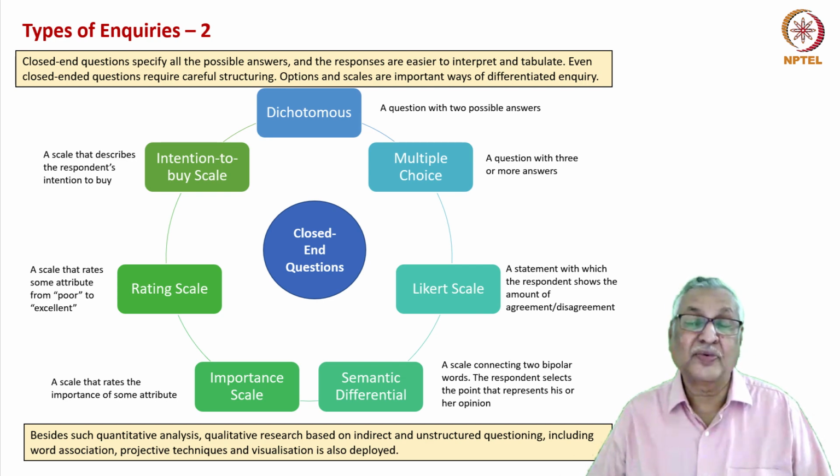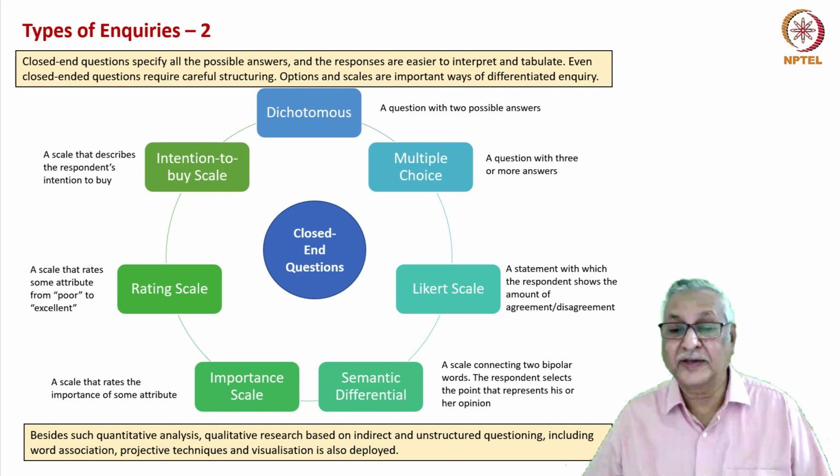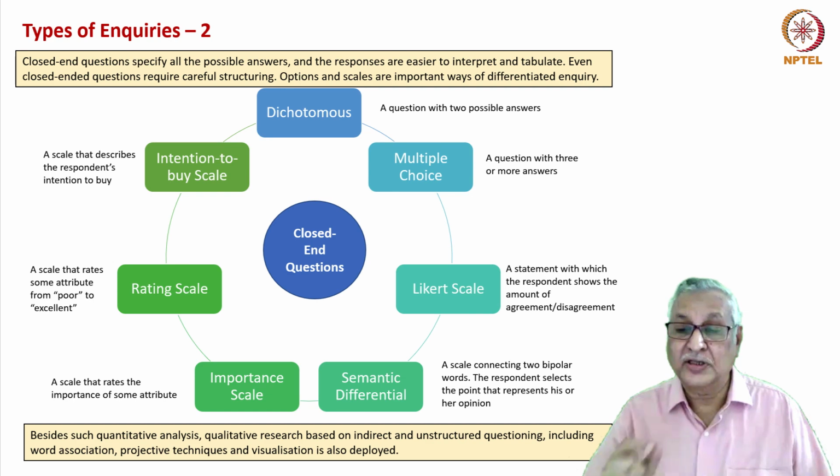We see this happening all the time in culture studies. We may have a question such as, my company treats its employees respectfully. Strongly agree, agree, neutral, disagree, strongly disagree. That is the Likert scale. Then there could be semantic differential, a scale containing two bipolar words. The respondent selects the point that represents his or her opinion.